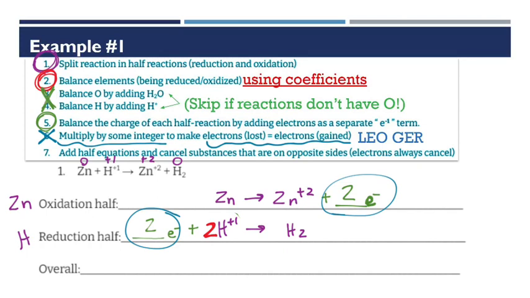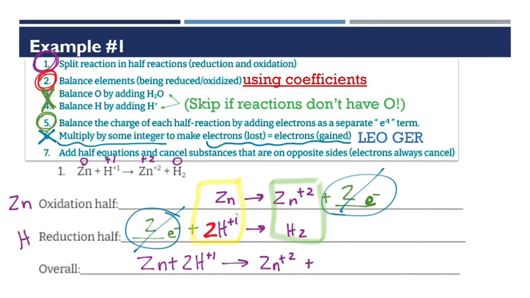So now at this point, we want to cancel any substances that are the same on opposite sides, and electrons always cancel. There's nothing else that's identical on both sides. And so now we're just going to add these back up, which means taking everything that is on the reactant side from both half reactions and bringing it down onto the reactant side of our overall, and then taking everything that's on the product side of our 2 separate half reactions and bringing it down onto the product side of the overall.